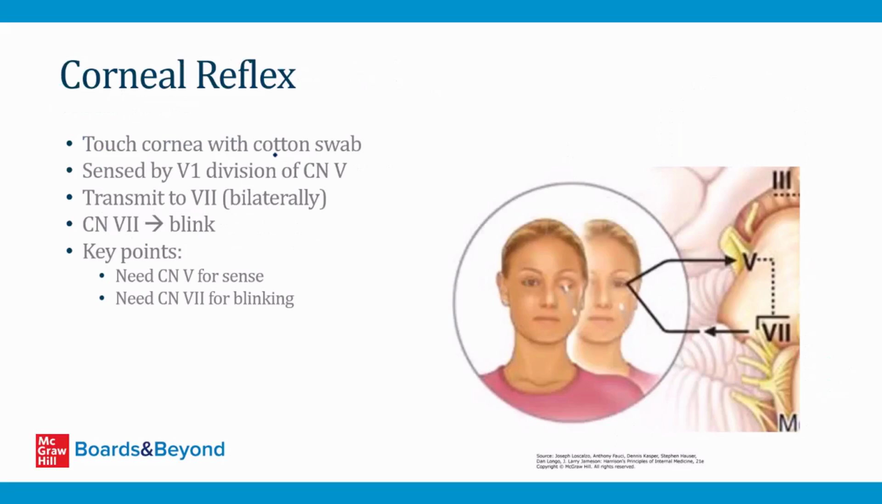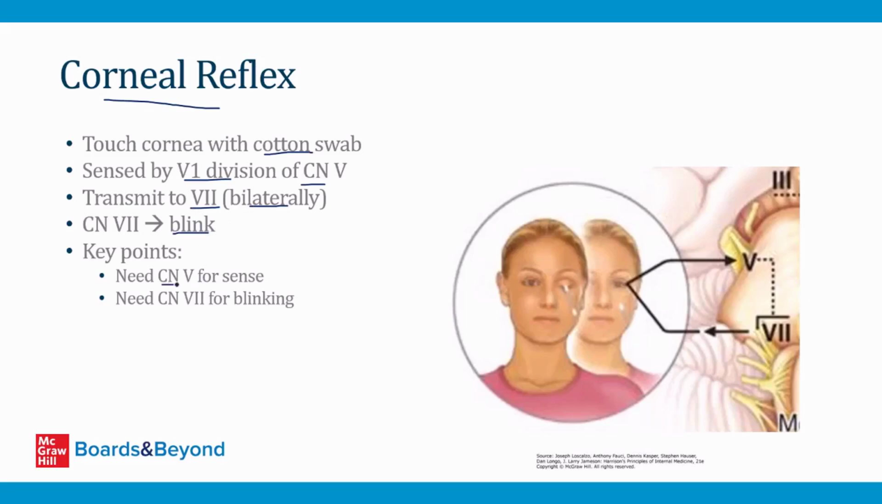I've mentioned this a few times, but just to make this point very clear, let's talk about the corneal reflex. So the way this works is you touch the cornea with a cotton swab, and that touching of the cornea is sensed by the V1 division of cranial nerve 5. It's transmitted through the brain to cranial nerve 7 bilaterally, and cranial nerve 7 will cause both eyes to blink. This is the corneal reflex.